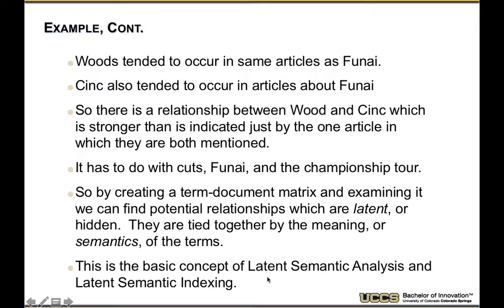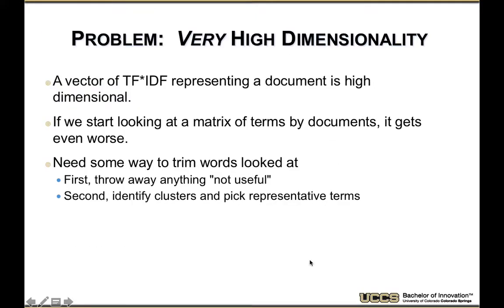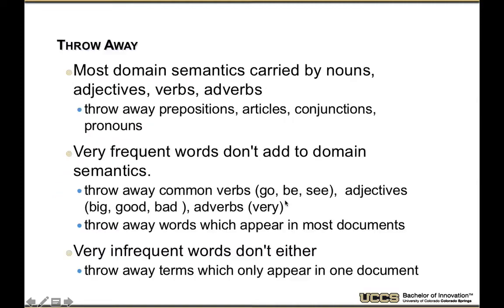And this leads us to the idea of latent semantic indexing and latent semantic analysis that we're going to talk about. The problem is if we actually did all the words in a document times all the documents, the dimensionality is really high. If we take each term of the matrix by the number of documents, it's ridiculously large. We need some way to trim down to things that are just useful. The first step is to throw away anything that's not useful. We have this idea of stop words, words that you just ignore because they don't really matter. Then we're going to try to identify clusters and pick representative terms, and that's what we're going to spend more of our time on.